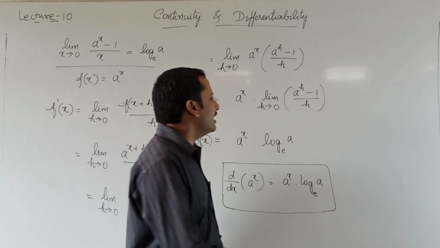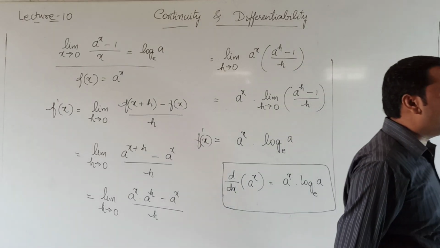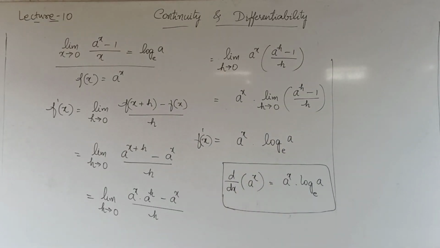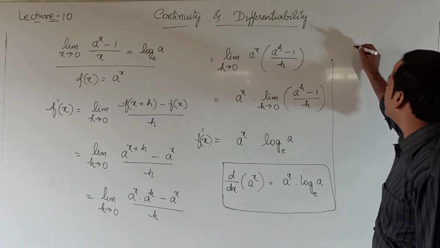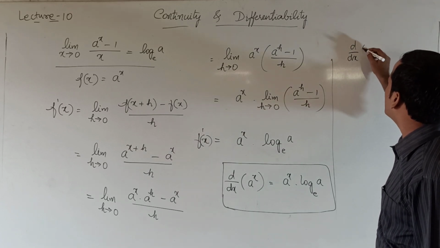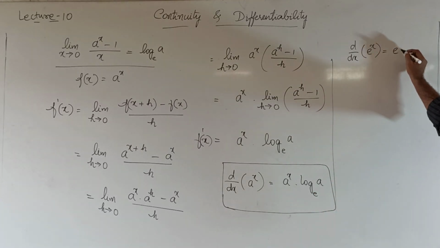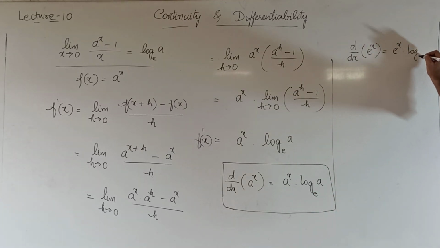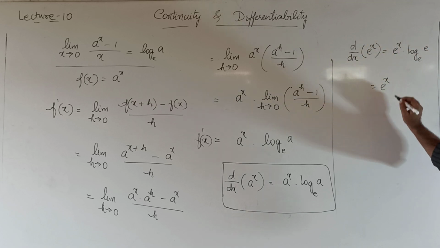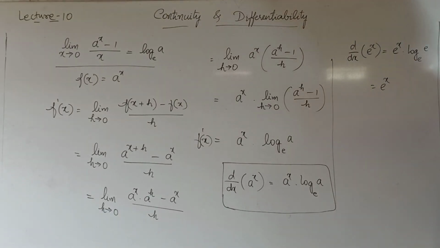Okay. So now with the help of this, I try to find the derivative of e power x. So what is the derivative of e power x? d by dx of e power x is equal to e power x into log e to the base e.